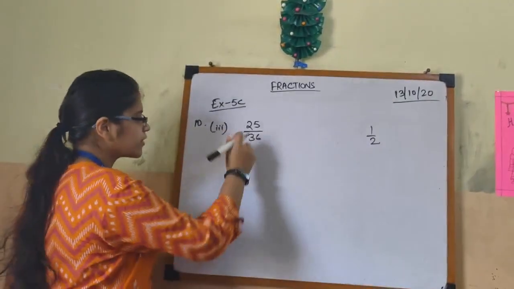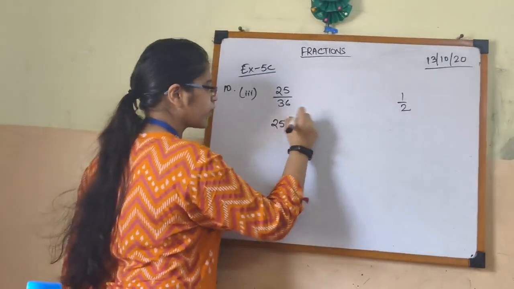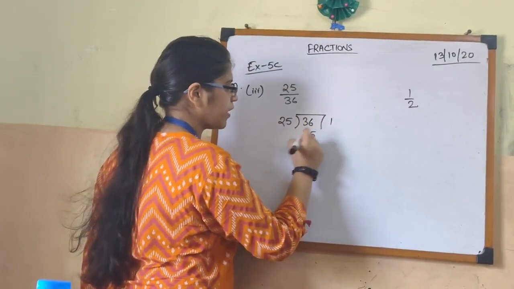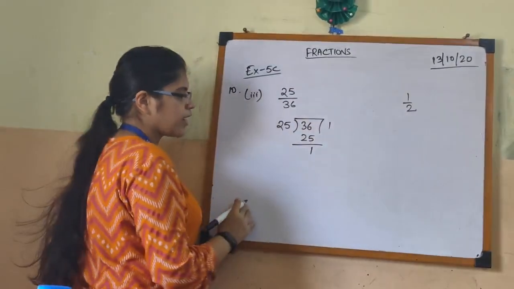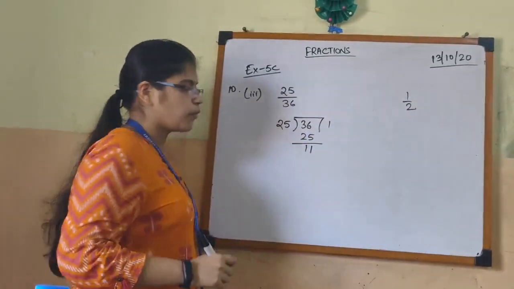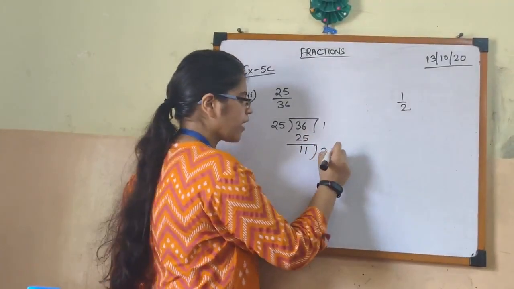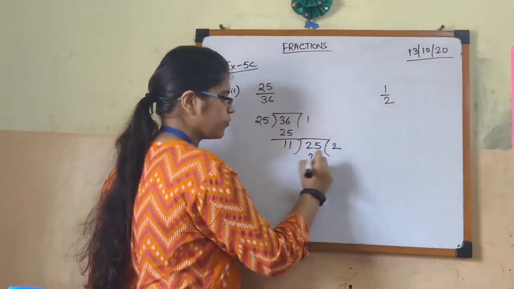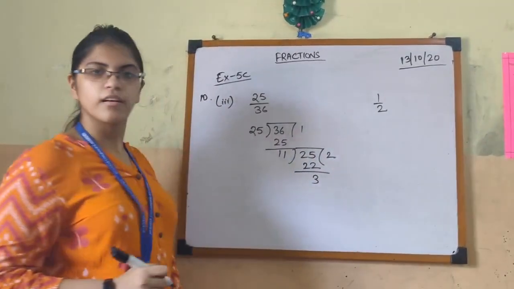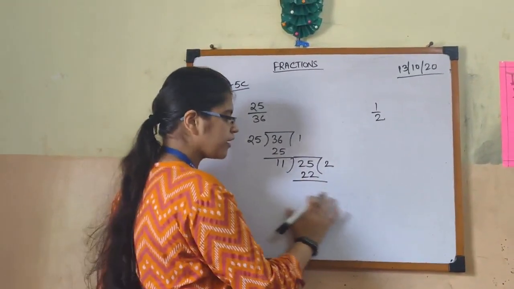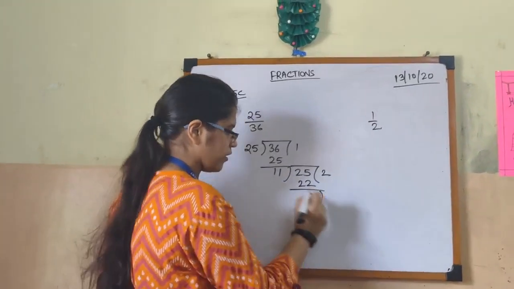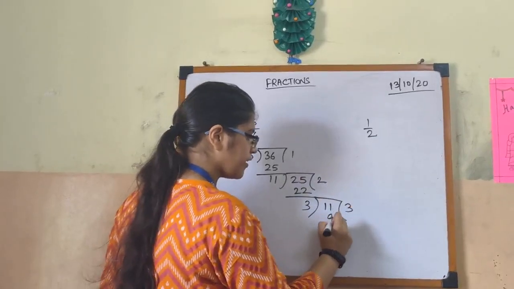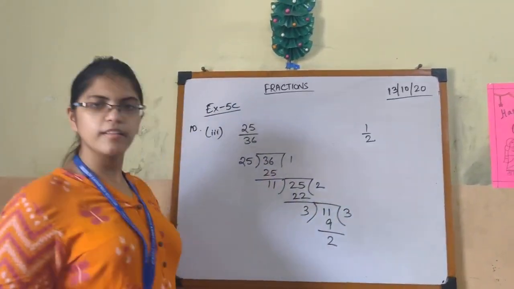Okay? So let us find out the HCF. So 25 if we divide 36, 25 times 1 is 25. So here we have 1, here also we have 1. Now 11, we have to divide 25. So 11 times 2 is 22. So remainder is 3. Here I am using division method of HCF. Now next I have 11. So 3 times 3 is 9. Then remainder is 2.